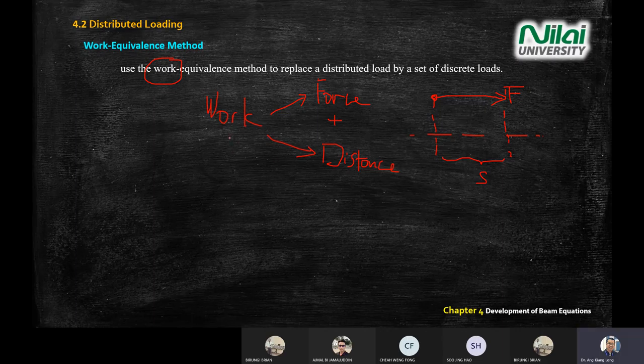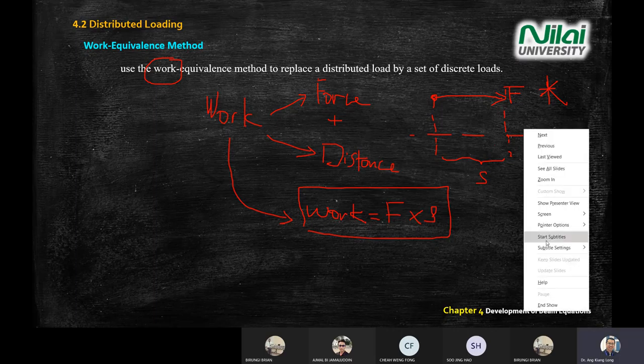So the definition of work: the work will be equal to force times the distance. Force, the magnitude of the force, times the distance traveled by the force, it will create work. So this is an important concept for the rest of the lecture. If you can recall this one, you're able to solve the problems covered under the work equivalent method. So the important principle: work equals force times distance.